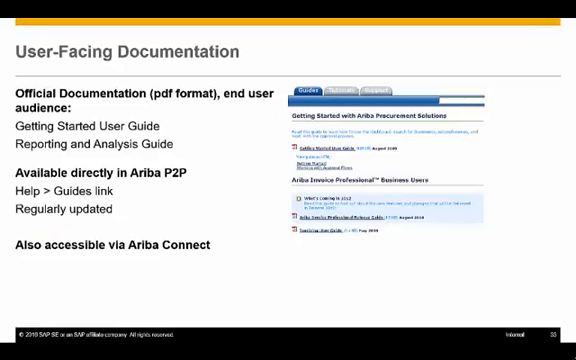Documentation. The official documentation for the end user audience is definitely the Getting Started user guide and the Reporting and Analysis guide. You can access the documentation directly from the P2P tool. If you have an account on connect.ariba.com, then you can access the documentation from the Ariba Connect site as well.